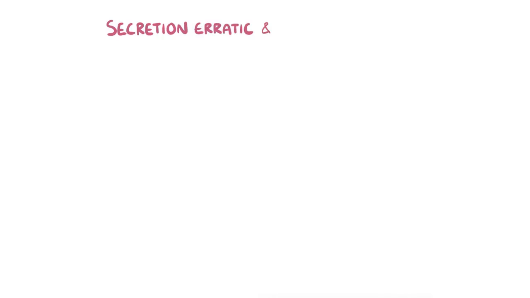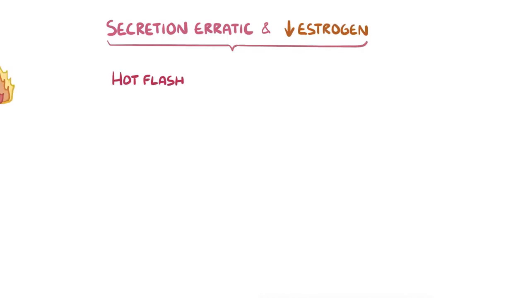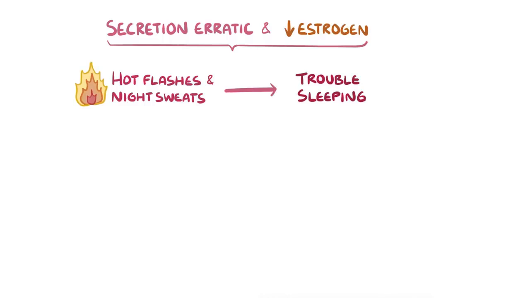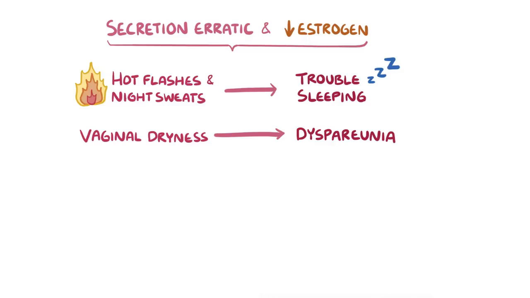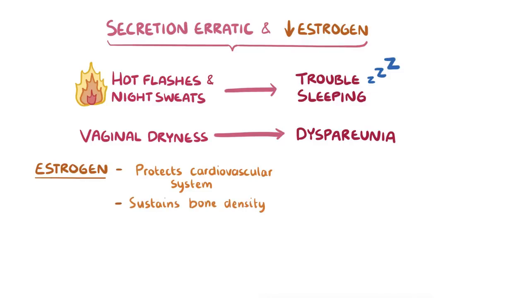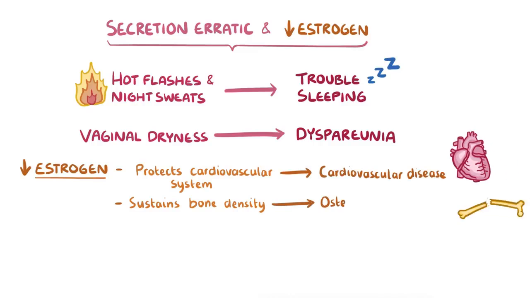This erraticness, along with decreasing estrogen levels, can cause a bunch of problems, and these include hot flashes and night sweats, which can lead to trouble sleeping, and also vaginal dryness, which can lead to dyspareunia, which is pain during sex. Also, estrogen normally has a protective effect on both the cardiovascular system, where it helps to keep the blood vessel walls nice and flexible to accommodate blood flow, as well as the skeleton, where it helps to sustain bone density. So low levels of estrogen can also lead to complications, like cardiovascular disease and osteoporosis. Osteoporosis is decreased bone density, which increases the risk of bone fractures.